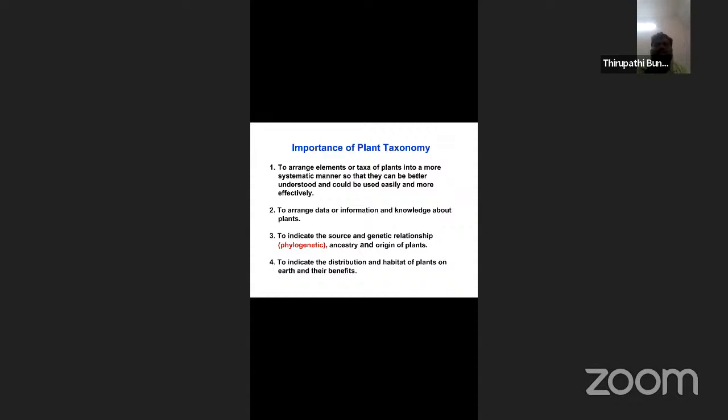Also, to indicate the source and genetic relationship, that is phylogeny, the ancestry and origin of plants. This is the importance of plant taxonomy, the arrangement in a systematic manner.